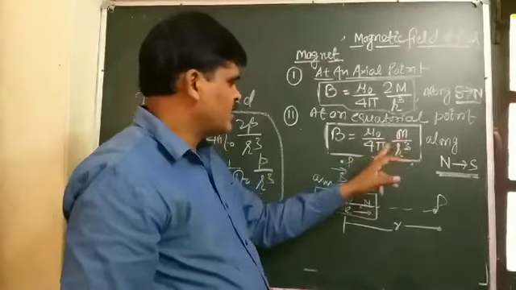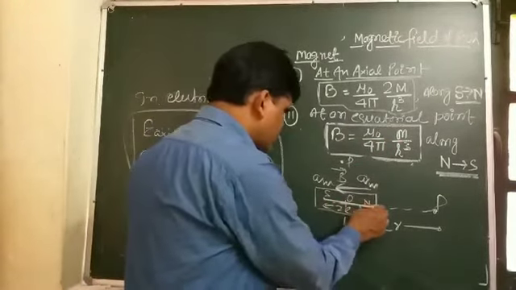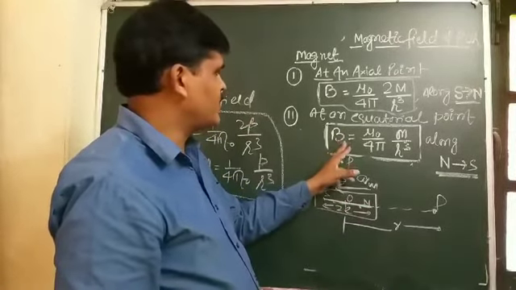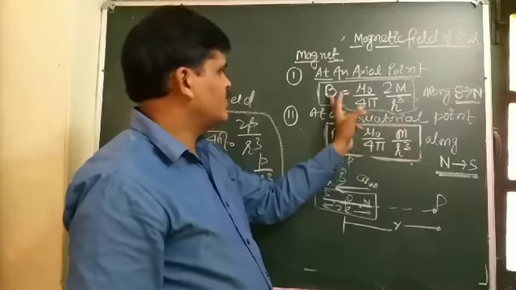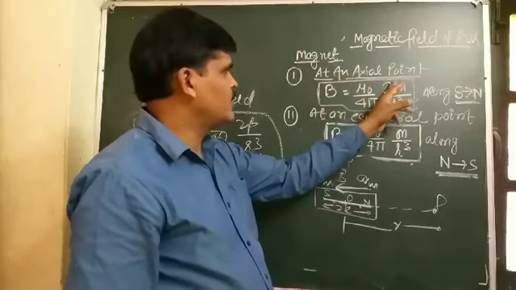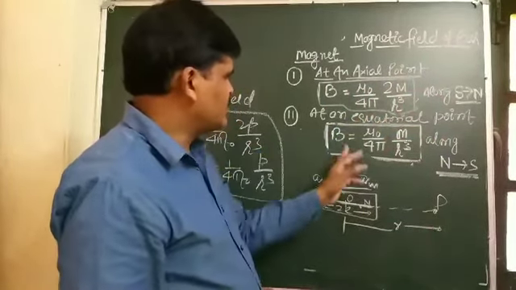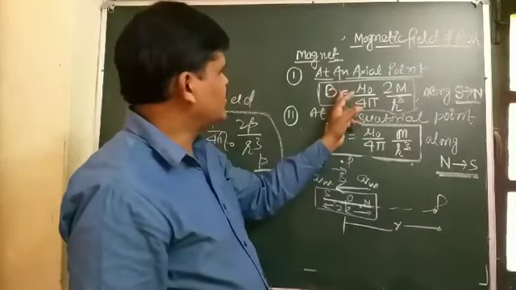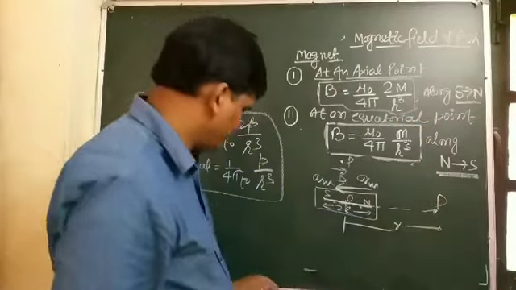Whereas the magnetic dipole moment direction is from south to north. So if we write this equation in vector form, there will be a negative sign, since B and M are in opposite directions: vector B equal to minus mu naught by 4 pi vector M by r cube. For the equatorial point the direction is N to S, and for the axial point the net magnetic field direction is from S to N.